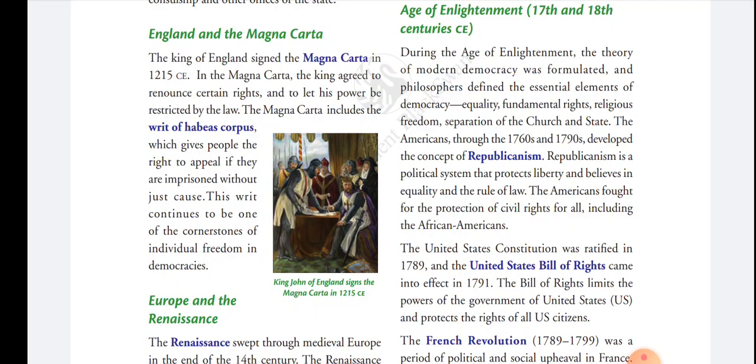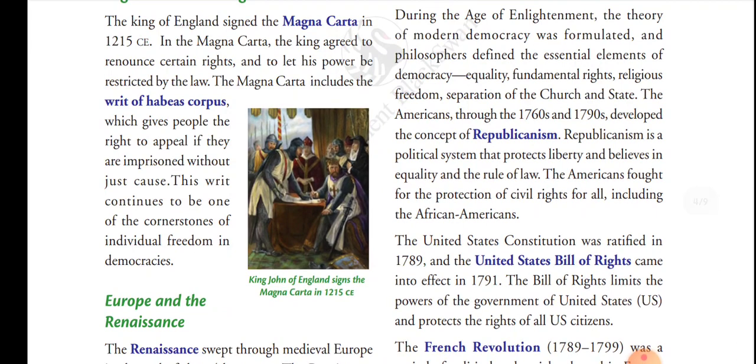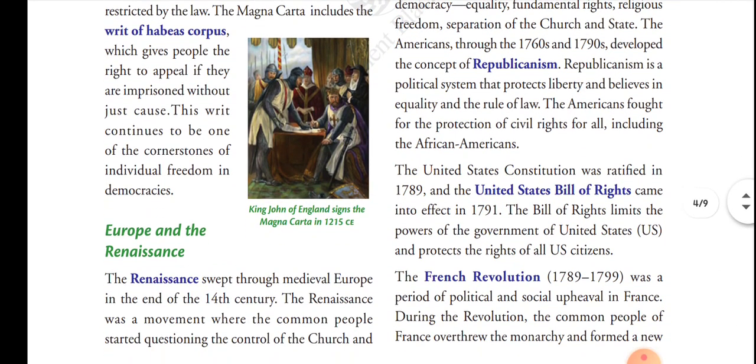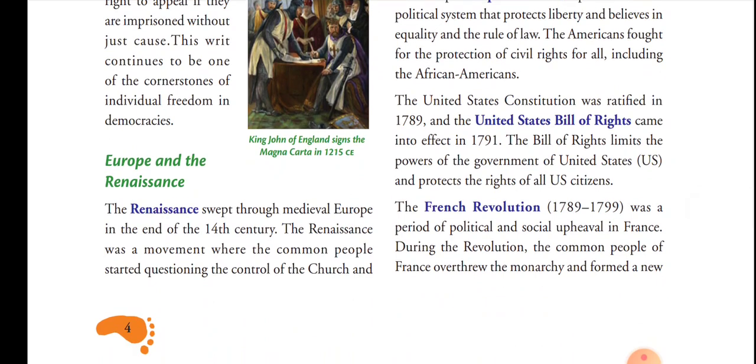Protection of civil rights for all, so they can fight for their rights. The United States Constitution was also ratified in 1789, and a bill was also passed. According to this bill, which came into effect in 1791, the limits of power of the government of the United States were set and the rights of all US citizens protected. Means here the power of the government is limited and they protect the rights of the US citizens.